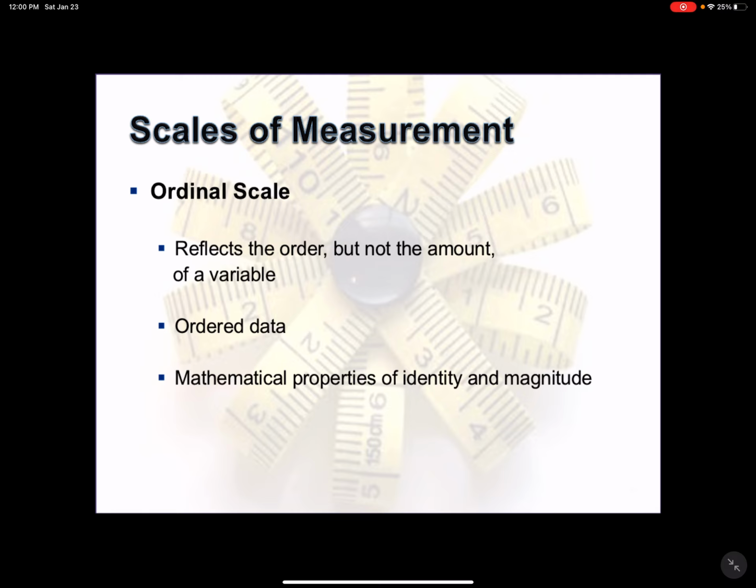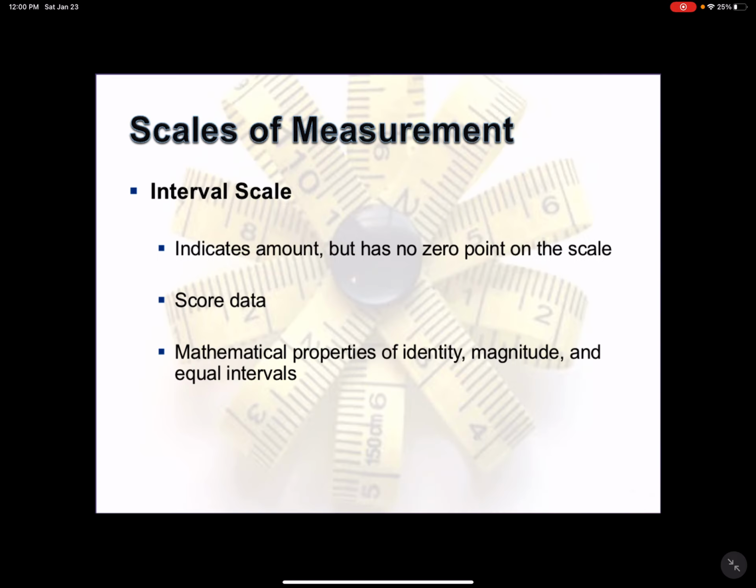We know there's an order, but we don't know that the distance is equal between the places or the numbers. Okay, that's our second scale of measurement. Nominal, we have ordinal.